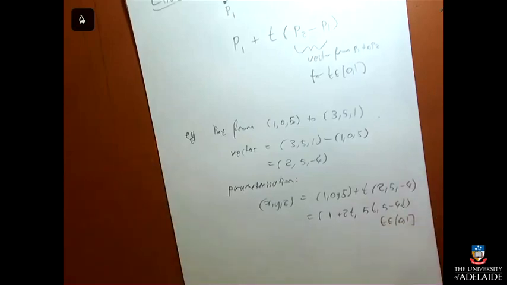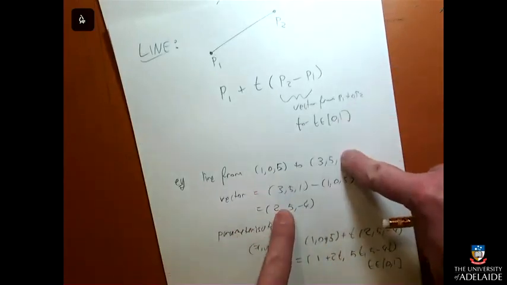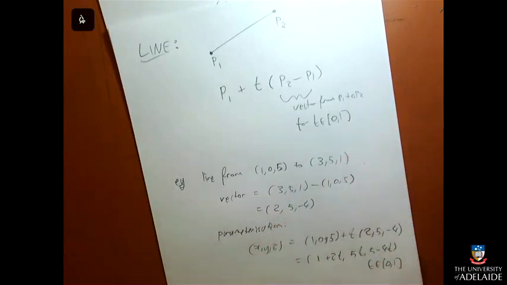So that's straight lines. There are other ways to do it, but this is the quickest way. And the important thing to realize is that the lines are directed. So if I was going from 3, 5, 1 to 1, 0, 5, I would be starting at this one and my vector would be minus this because it's going in the opposite direction. Okay.